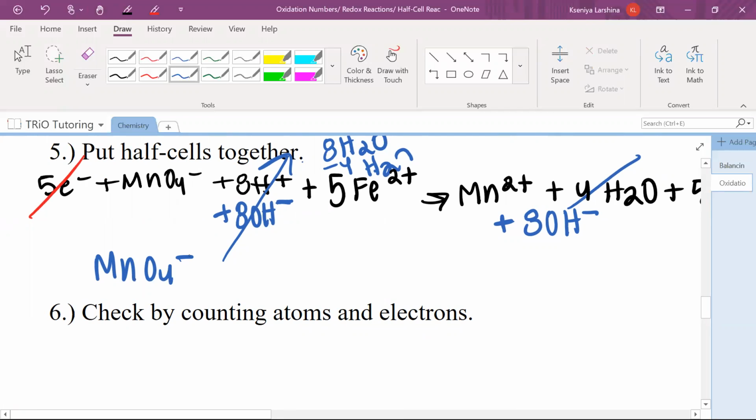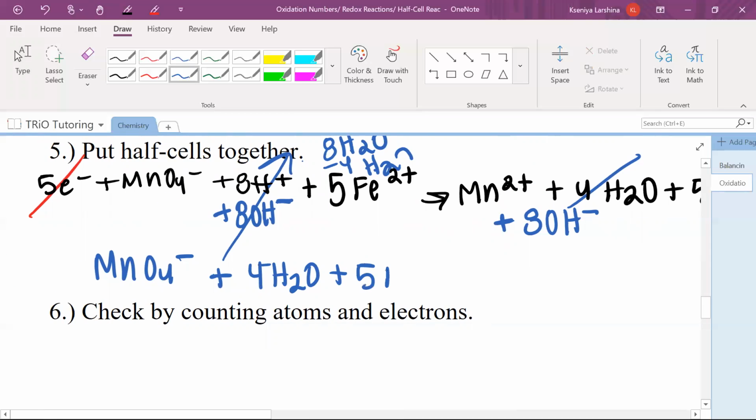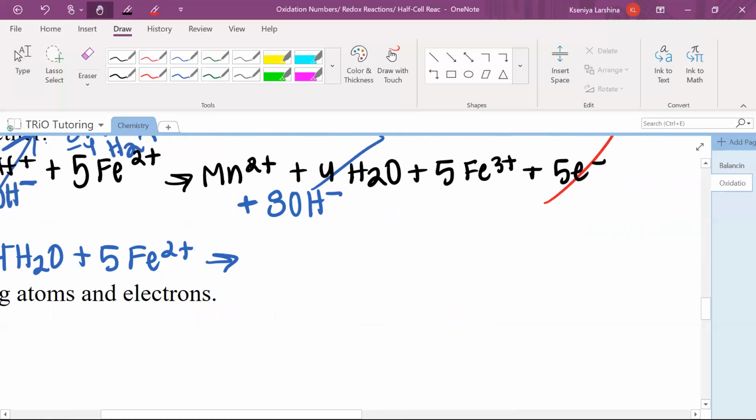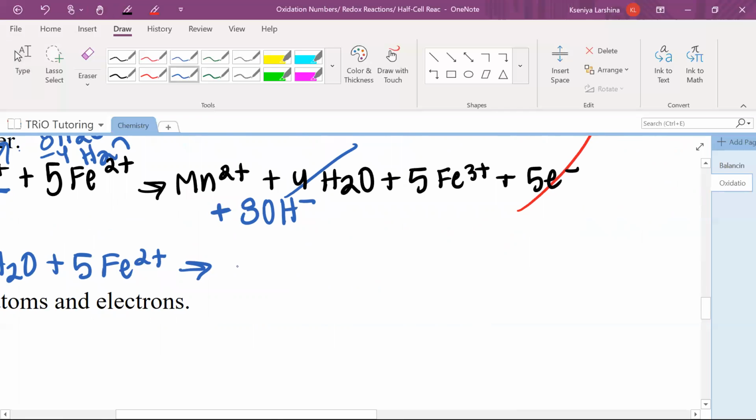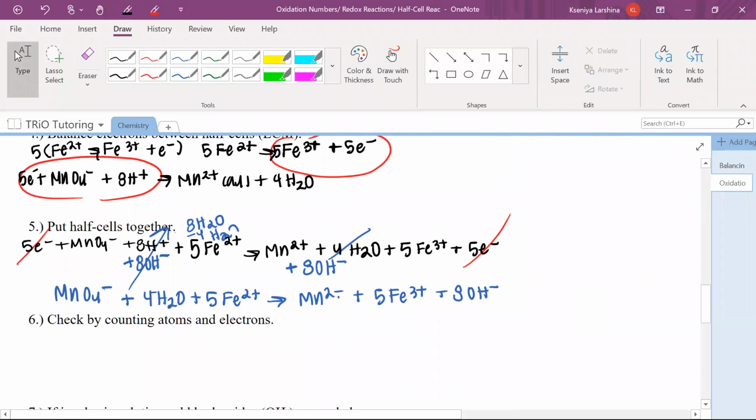And that's gone now. So now you would have MnO4 negative plus 4 H2O plus 5 iron 2 plus going into Mn2 plus and 5 Fe3 plus and 8 hydroxide. And this is if it's in a basic solution, but if it is in an acidic solution, keep it as it was before without adding the hydroxide.